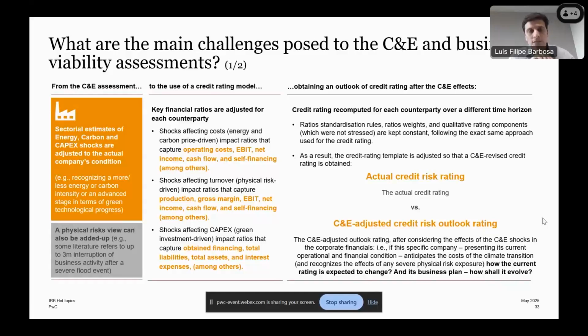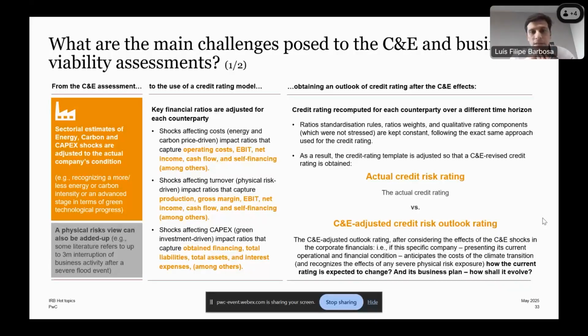And what I would like to state is that this viability assessment does not require us to have different rating models. What it requires is that we simply look at the data that is available, in many cases the projection of the relevant CE risk factors, and try to understand how the business plans the banks have available regarding their own clients are going to be impacted.